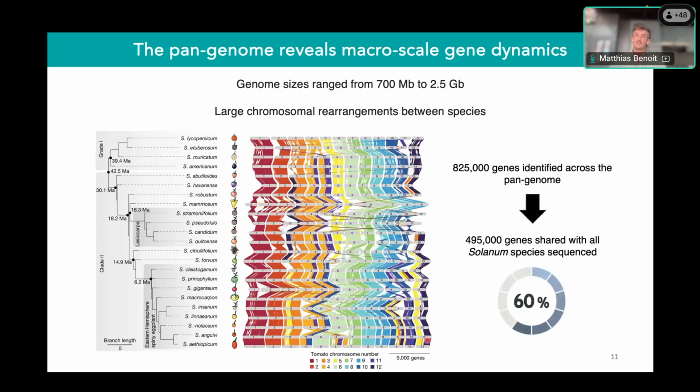So among those 22 genomes, we could identify over 800,000 genes in the pan-genome. And roughly 60% of those genes were shared with all the species we sequenced. So basically 60% of the genes were found in each of the 22 Solanum genomes we sequenced.